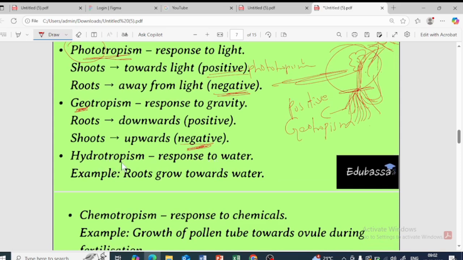So what do you mean by hydrotropism? Hydrotropism is nothing but a response to water. As the name itself says, hydro means water. So it is the growth taking place towards the water. Wherever the water is present, if the water is present over here, the root is going to grow towards the water, then it is said to be hydrotropism.